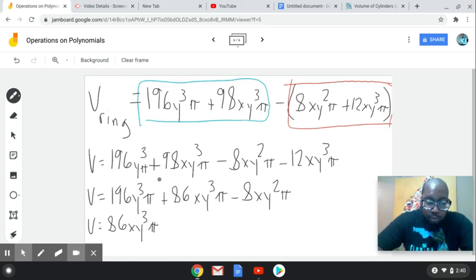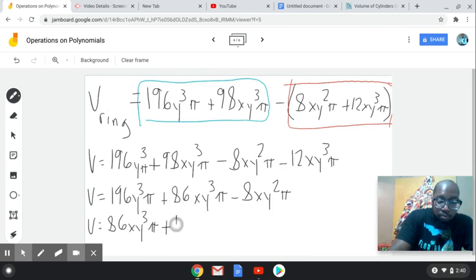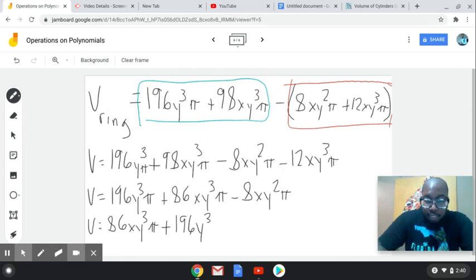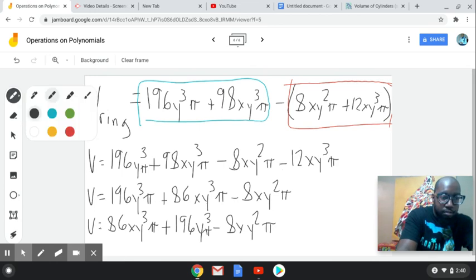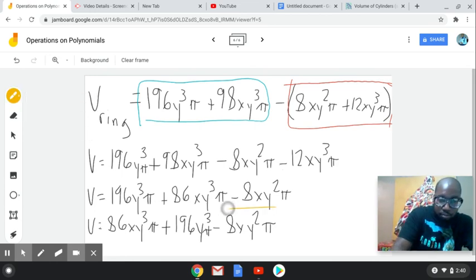Then the next one is going to be, now I have this one, this is a degree of 3, and this one's a degree of 3. But since this one only took one variable to use as a degree of 3, I'm going to write that one next. Plus 196 y to the third. And then lastly, minus 8xy squared pi. Oh, I forgot my pi right there. Okay. And then that's it. That is your answer. Okay.